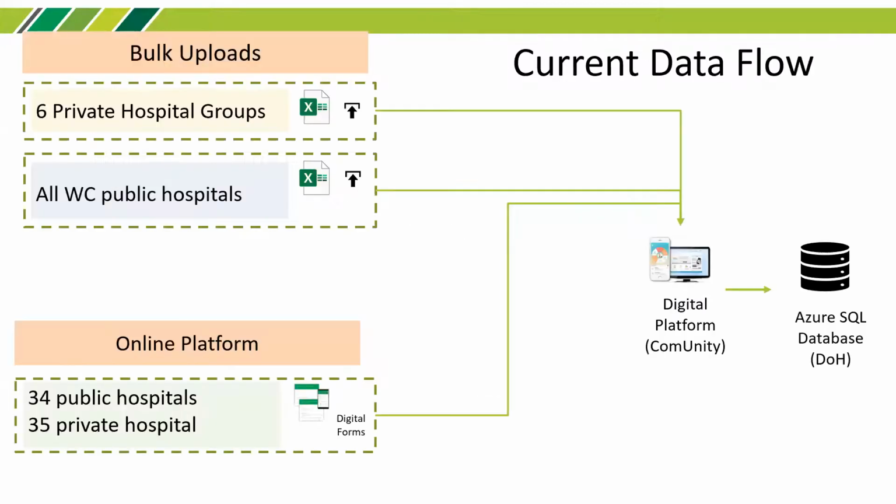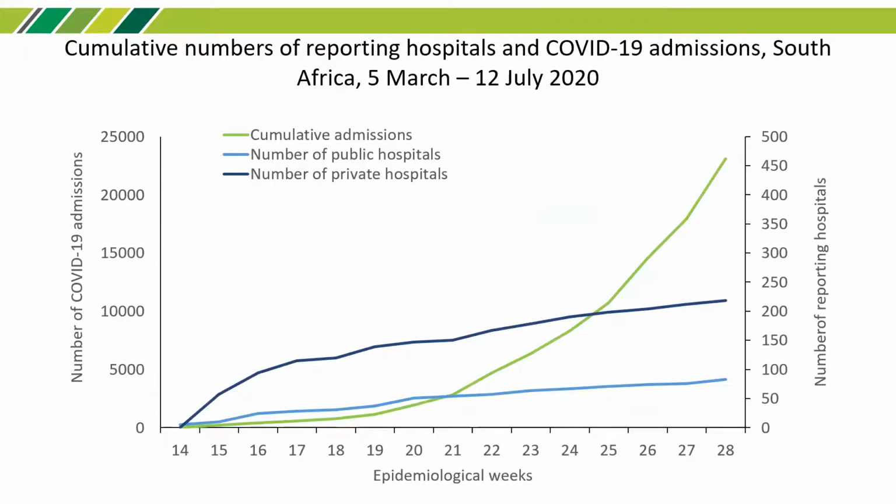So we currently get our information from people using our online platform. We have 34 public hospitals and 35 private hospitals using our platform. And then from all the private hospital groups and from all the Western Cape public hospitals, we get an Excel upload, and all this information feeds into our online platform. At the moment, by the 12th of July, we have over 23,000 patients admitted recorded on our database, and over 300 hospitals in the public and private sector.